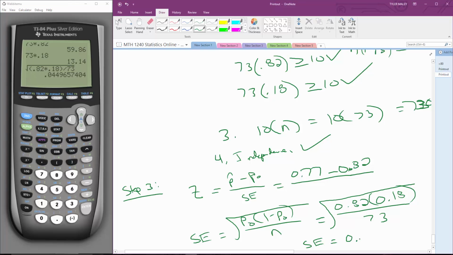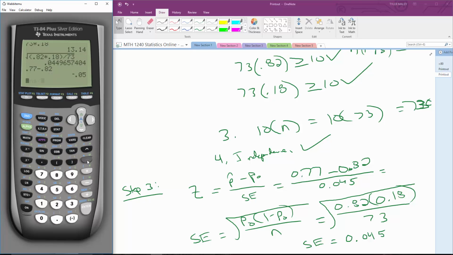we'll do 0.045, right? So 0.045. So we can now calculate z, so 0.77 minus 0.82, and then divide that by 0.045. We get a z-score of minus 1.11, right?